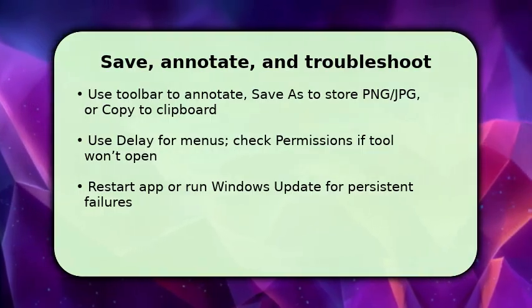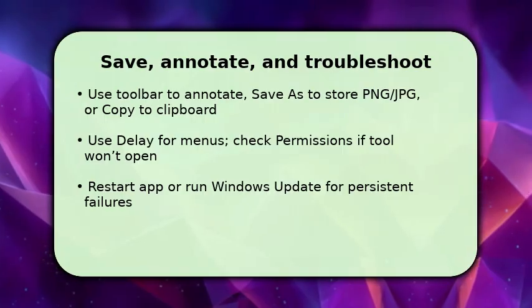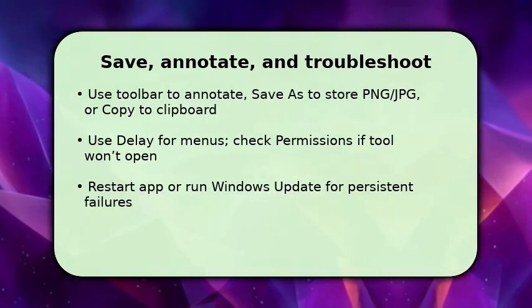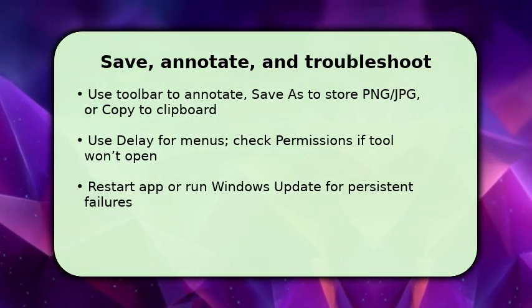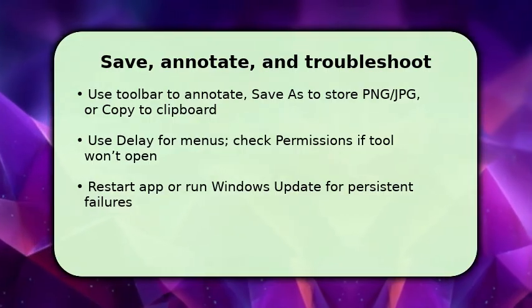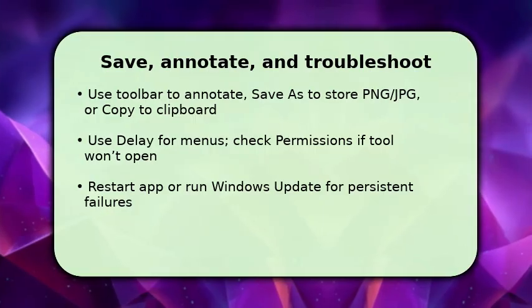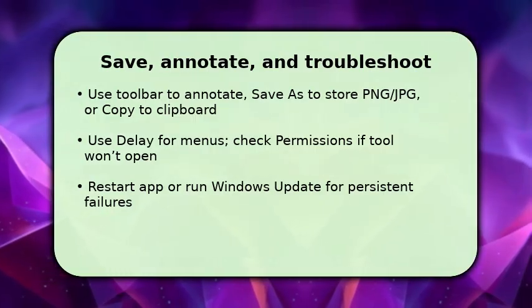If you needed a menu captured, use the delay feature before starting so menus remain visible. If Snipping Tool won't open, check app permissions, restart the app, or run Windows Update. These steps resolve most issues quickly and get you back to capturing.